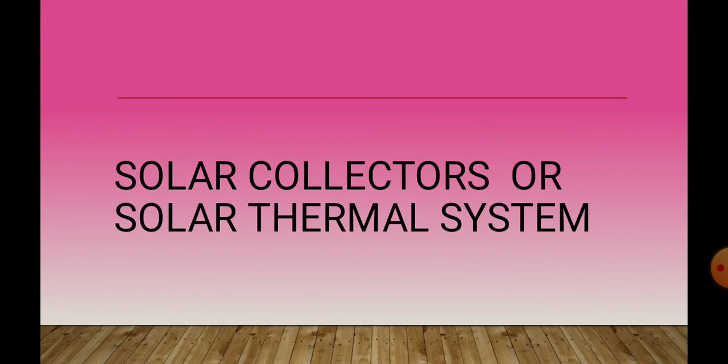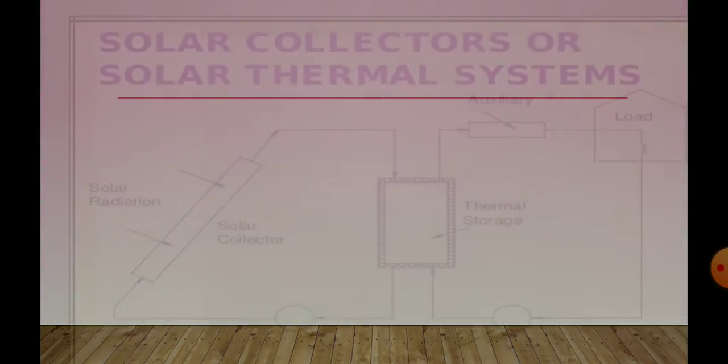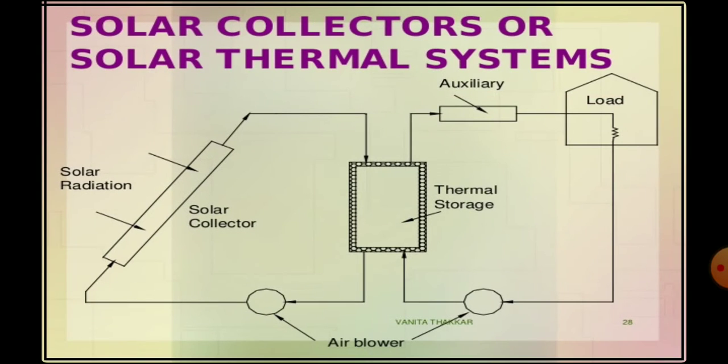Next topic, solar collectors or solar thermal system. Here is the diagram of the solar collectors or solar thermal system. The thermal storage is in the middle, connected to the auxiliary, which is connected to the load, and the load is connected to the air boiler, which is again connected to the thermal storage. The thermal storage is connected to the air boiler and to the solar radiation and solar collector, and is again connected back to the thermal storage.